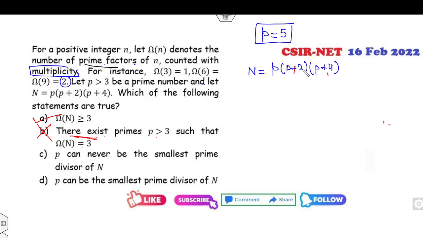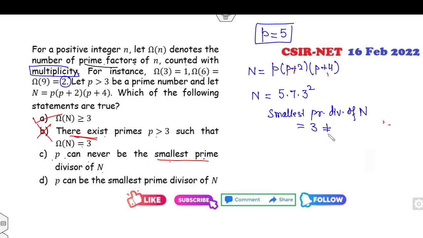It is P plus 2. P can never be the smallest prime divisor of n. If I choose P equal to 5, then n is 5, 7, 9. P equal to 5 can never be the smallest prime divisor of n. What is the smallest prime divisor of n? It is 3, which is not equal to P. You can see I choose P as 5, and for this case it is cancelled.